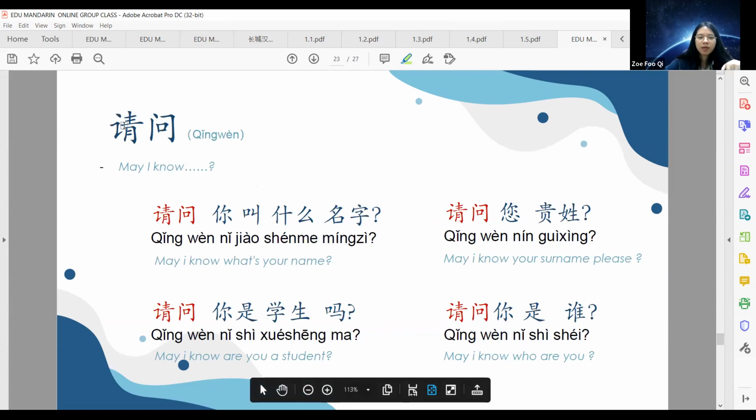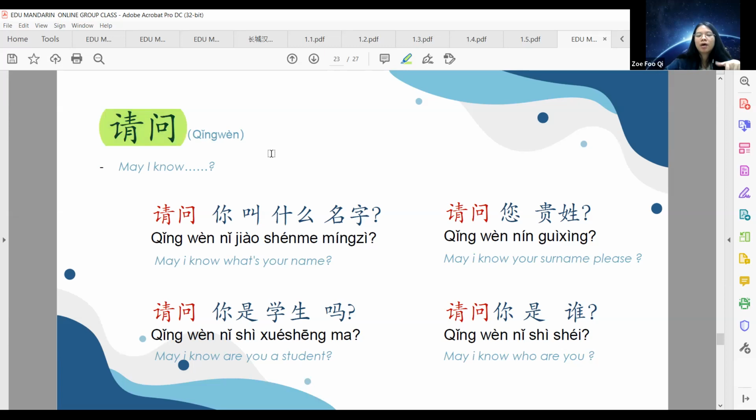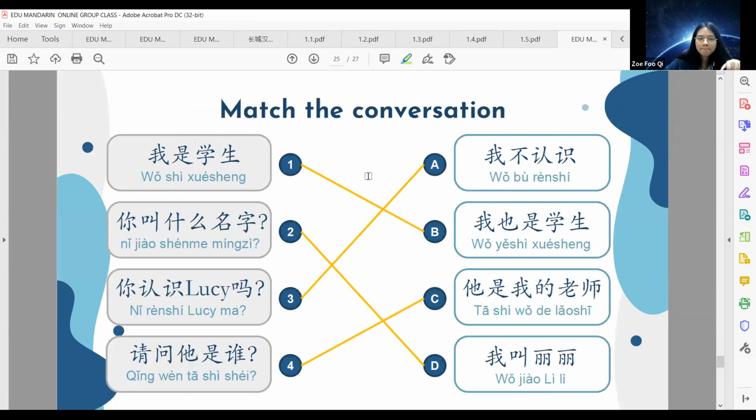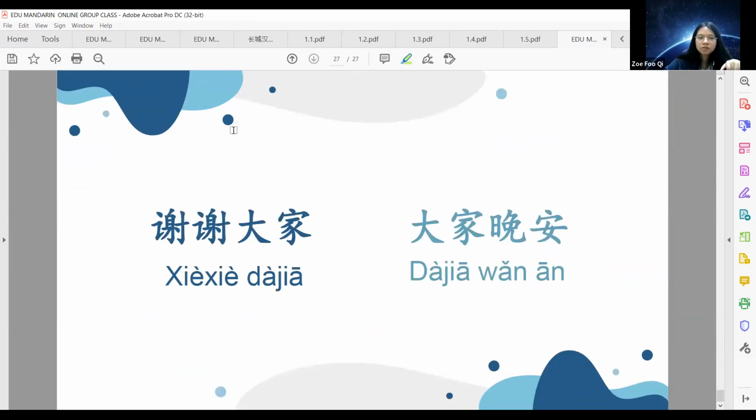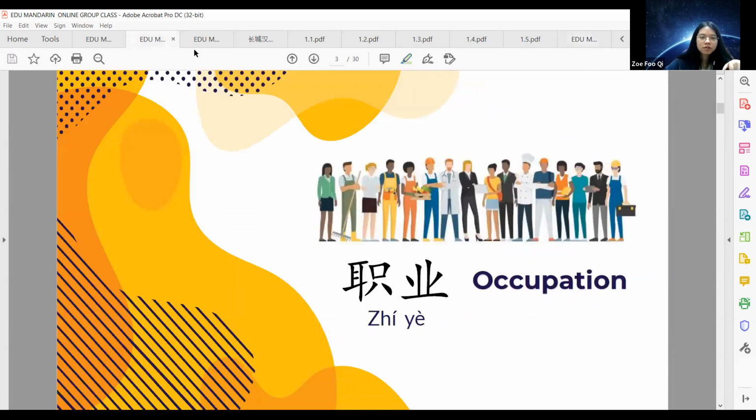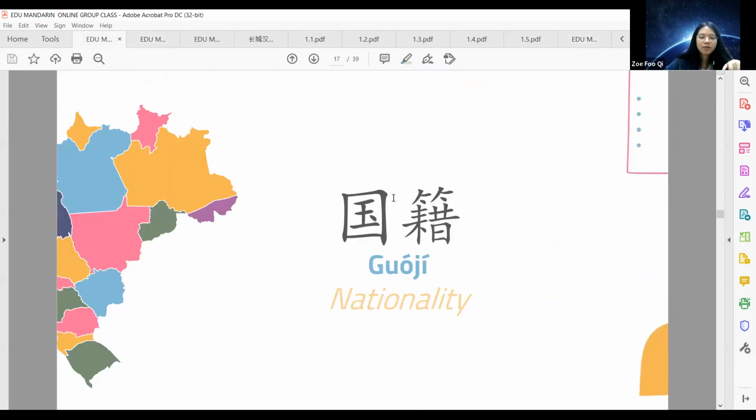Then this one 请问, 请 is please, and then 问 is to ask. So this one is may I know. 请问 is very good to use. You use 请问 for may I know, may I ask something. So this one is the 5th class.